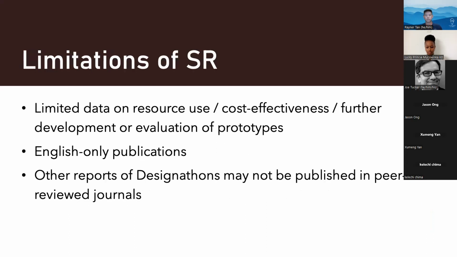So I want to share some of the limitations of our systematic review. I mentioned that we were trying to look for data around resource use, cost effectiveness kind of studies, and also effectiveness of the prototypes or ideas. But we actually found very limited data on this. We only looked at English-only publications and also acknowledged that there might be other reports of Designathons that were not published in the peer-reviewed journals we searched. But the good thing is that we also collaborated with Rainer and team with the open call, just to make sure that we don't miss any other Designathons.